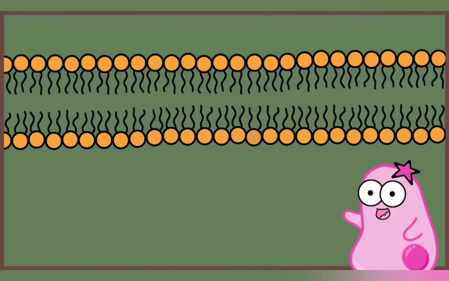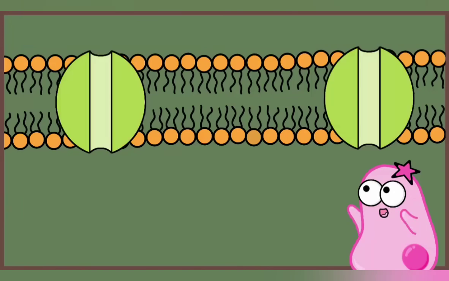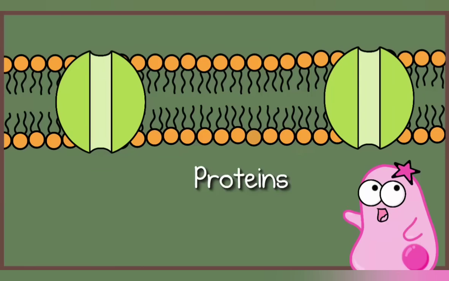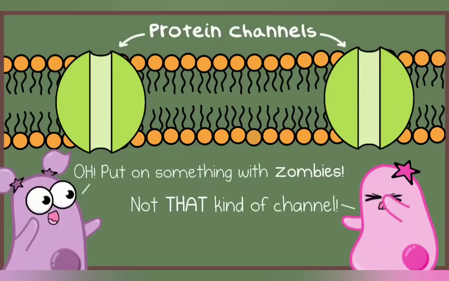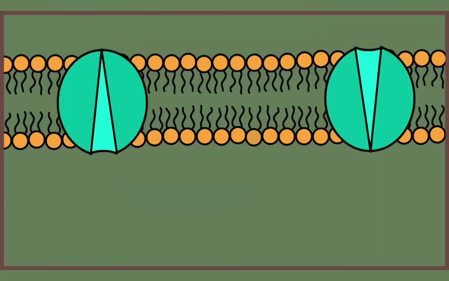Now, remember how we said the cell membrane is actually a pretty complex structure? Well, one thing we haven't mentioned yet are proteins in the membrane, and some of them are transport proteins. Some transport proteins act as channels. Some of these proteins actually change their shape to get things across. Some of them open and close based on some kind of stimulus.